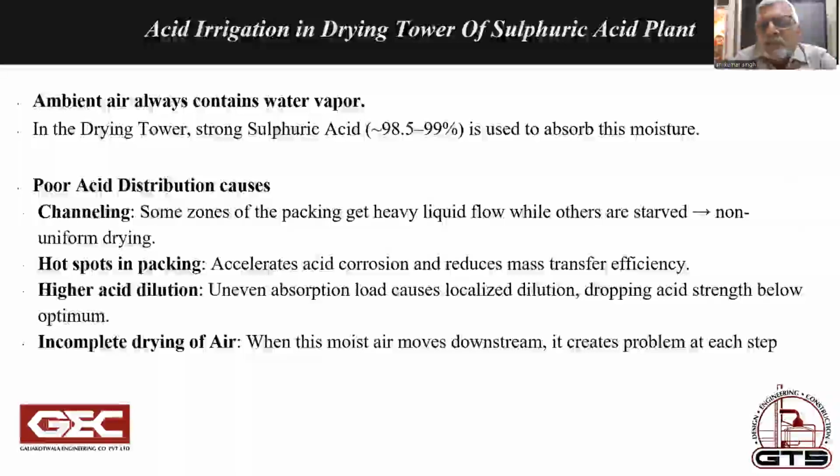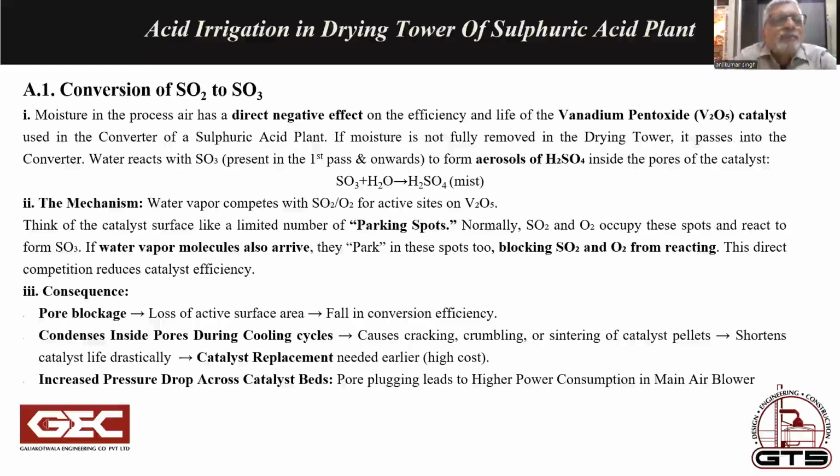Moisture moves downstream, it creates problems at each step. Conversion first is conversion of SO2 to SO3. Moisture in the process there has a direct negative effect on the efficiency and life of the vanadium pentoxide catalyst used in the converter of sulfuric acid plant. If moisture is not fully removed in the drying tower, it reaches the converter.